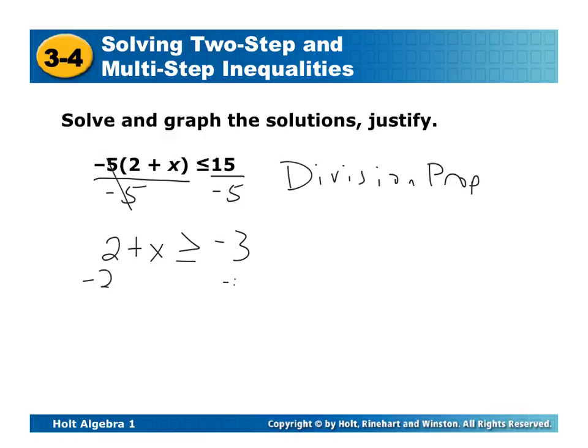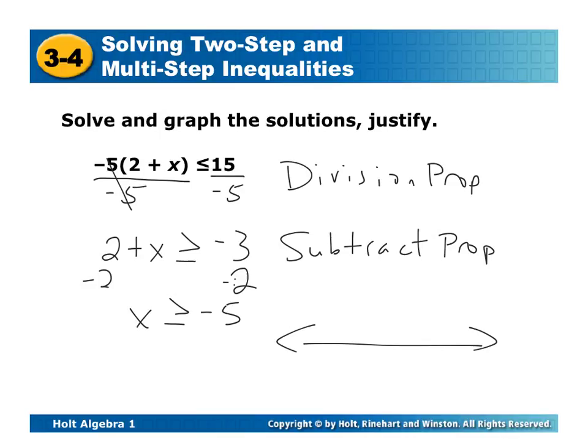Now I'm going to subtract 2 from both sides according to the subtraction property. And then x is going to be greater than or equal to negative 5. I'll go ahead and graph that. Here's our negative 5. Once again, it's going to be a closed circle, and our arrow is going to go to the right.